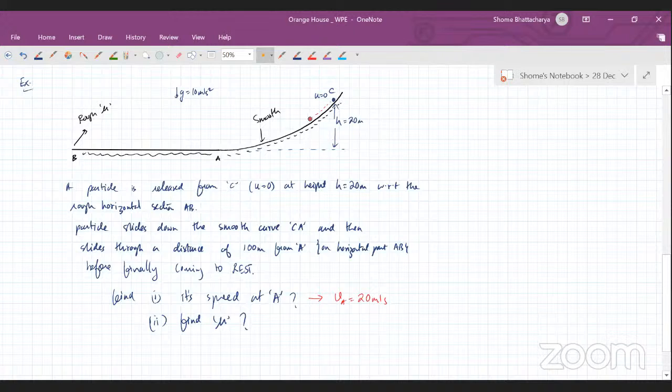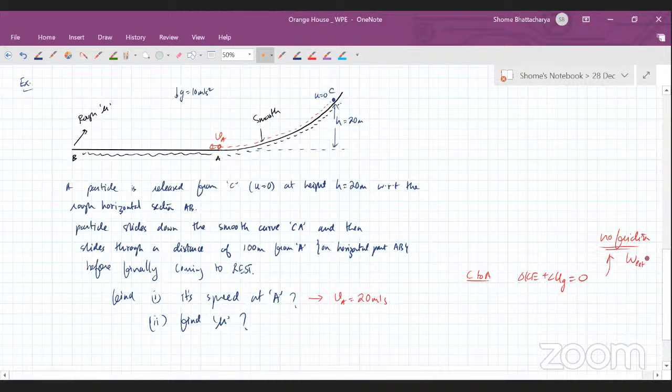So you can see that as the block comes sliding down from C to A, if we apply the work energy theorem, we will get change in kinetic energy plus change in gravitational potential energy is zero, because there is no friction and no work done by an external force either. So plus half m v_A square minus mgh should be zero. So very simple, v_A should be root 2gh. So it is 20 meters per second.